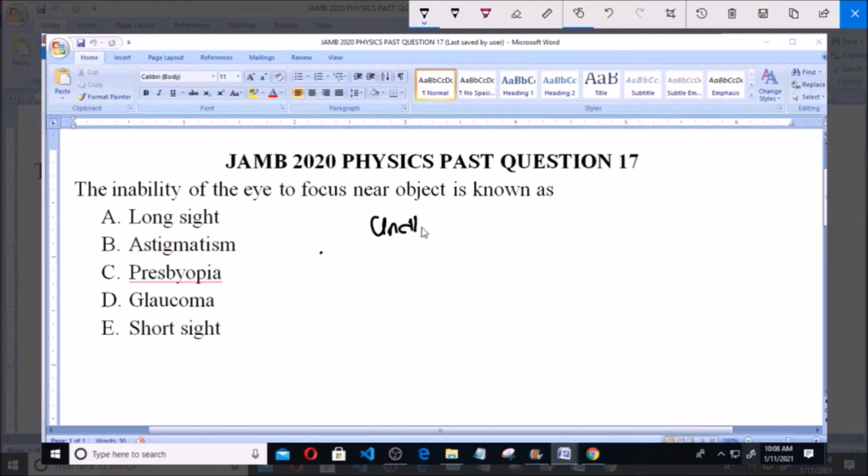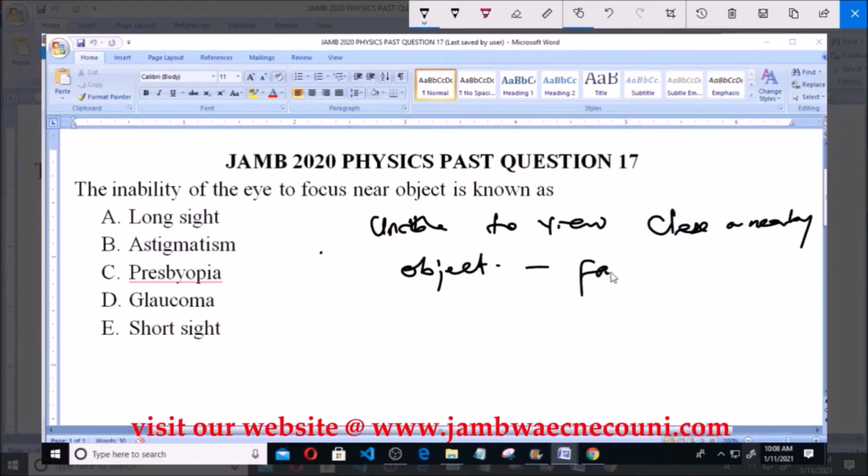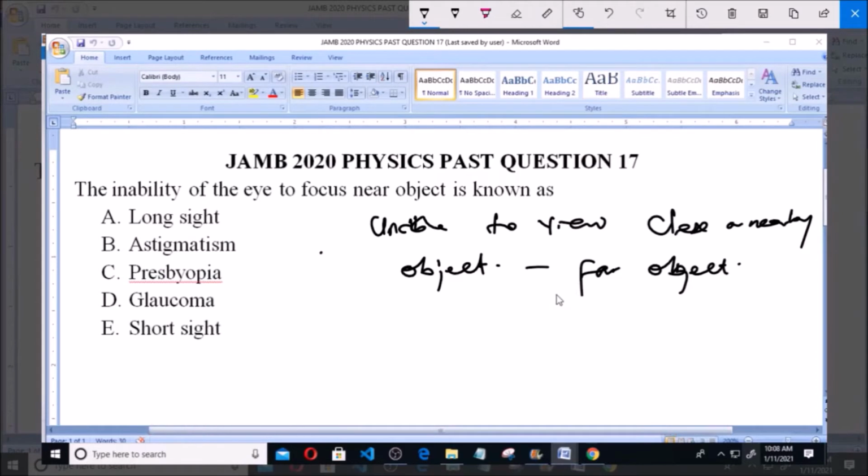close or nearby objects. In this case, the person is only able to view far objects. Only far objects will focus on the retina. Objects that are close to the viewer cannot be focused on the retina. And remember, the retina is where the image is formed. We call this condition long-sightedness. This condition is referred to as long-sightedness.